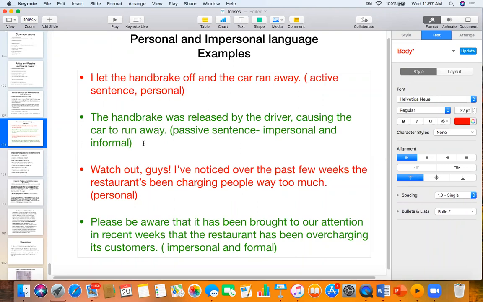All right. So when you hear it, what kind of a feeling arises in you? I let the handbrake off and the car ran away. The handbrake was released by the driver, causing the car to run away. It is not pointing who has done it. I don't want you to tell me what it is doing, but then how does it make you as a listener feel?